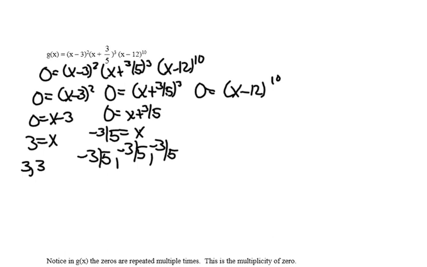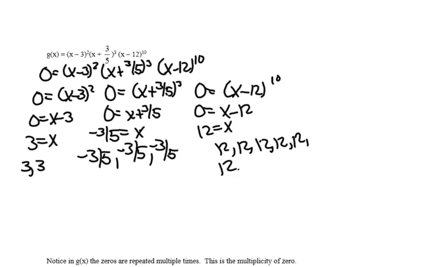All right, for the third one, I can take the 10th root of both sides. Again, doesn't matter. That's still 0, and that's 12. So, in reality, I have 10 different solutions of 12. Now, notice, in g of x's, zeros are repeated multiple times.